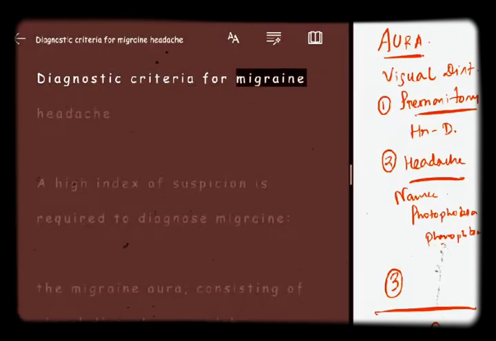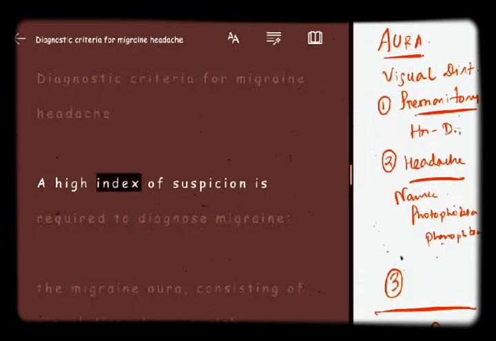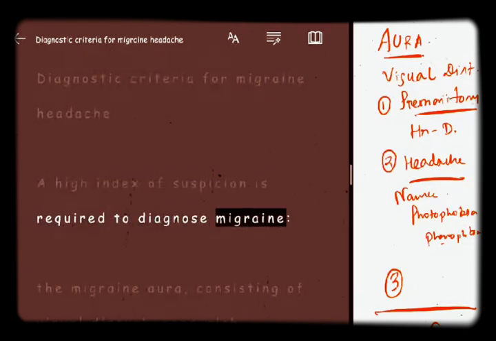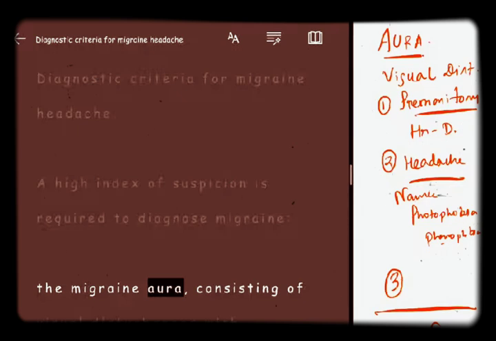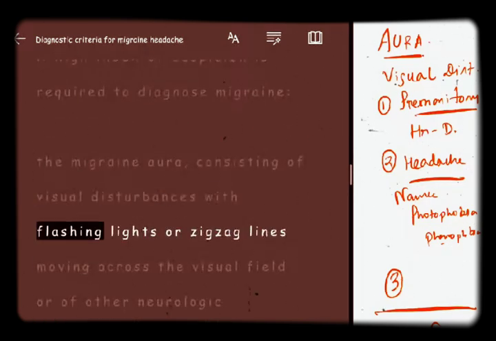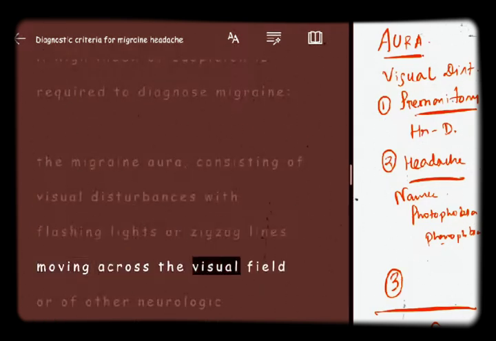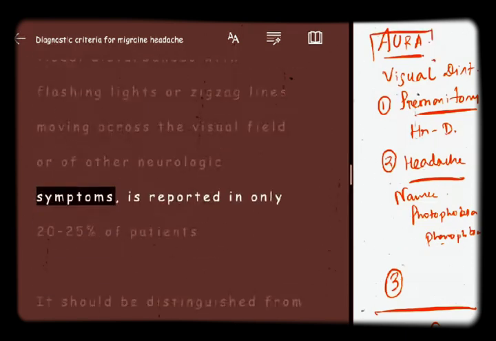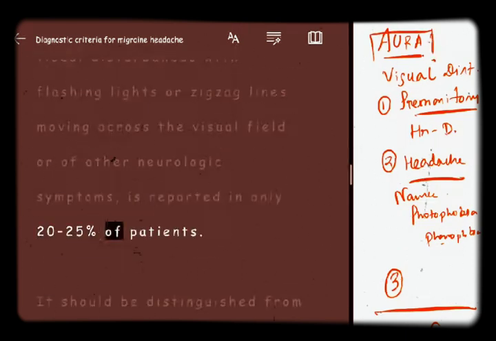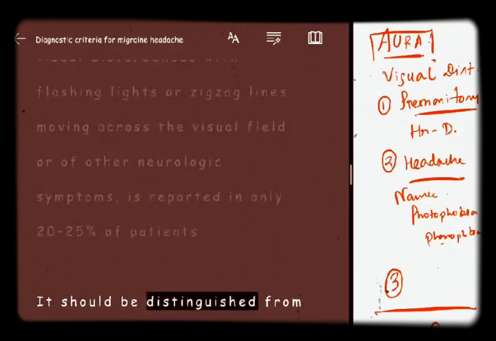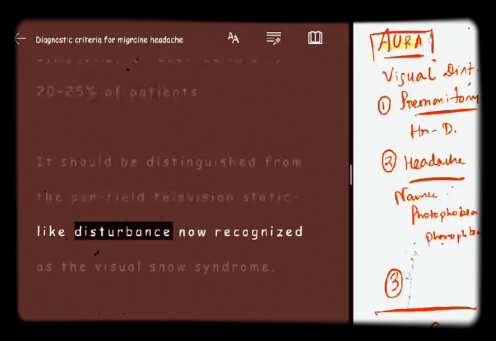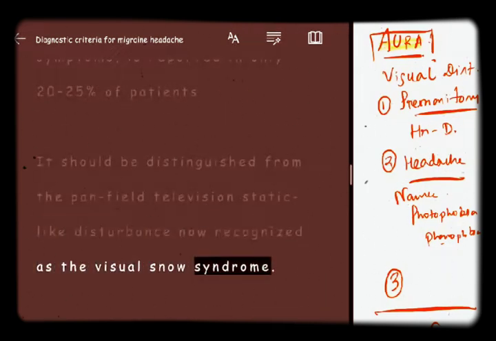Diagnostic criteria for migraine headache. A high index of suspicion is required to diagnose migraine. The migraine aura, consisting of visual disturbances with flashing lights or zigzag lines moving across the visual field or of other neurologic symptoms, is reported in only 20 to 25% of patients. It should be distinguished from the pan-field television static-like disturbance now recognized as the visual snow syndrome.